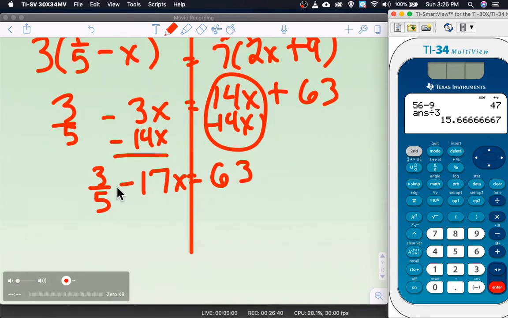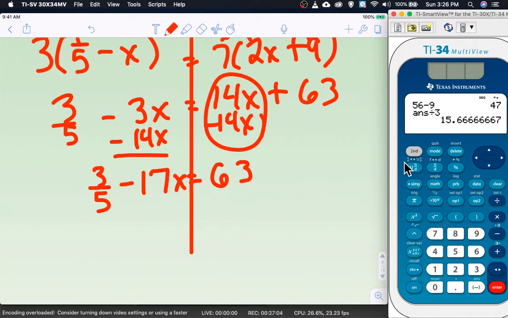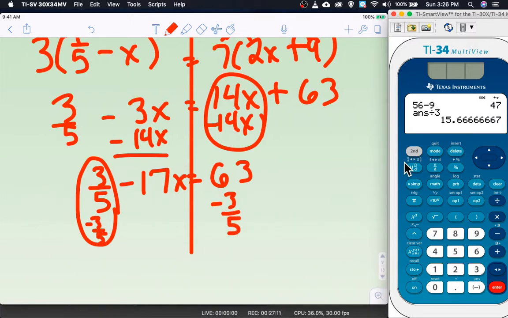We are going to get rid of our adding, subtracting by doing the opposite, but I'm not going to add 3/5. This is a common mistake. Some people look at this and go, oh, it's 17x minus 3/5. No, it's not minus 3/5. This 3/5 is positive. This 17 is negative. So in order to get rid of this 3/5, I'm going to subtract it away. Minus 3/5 on both sides.